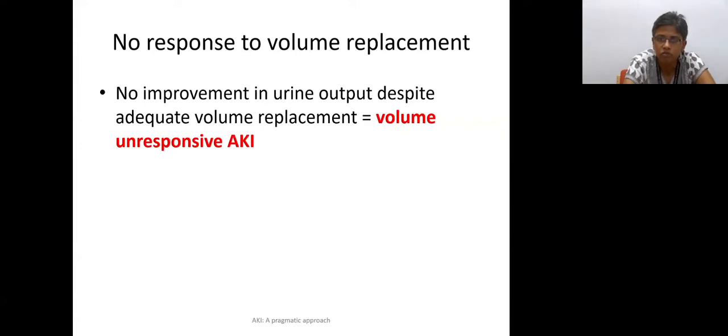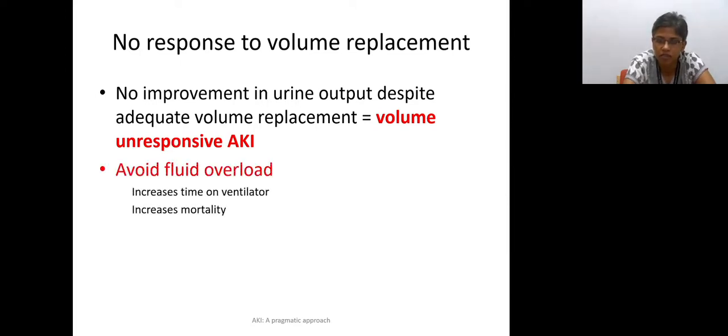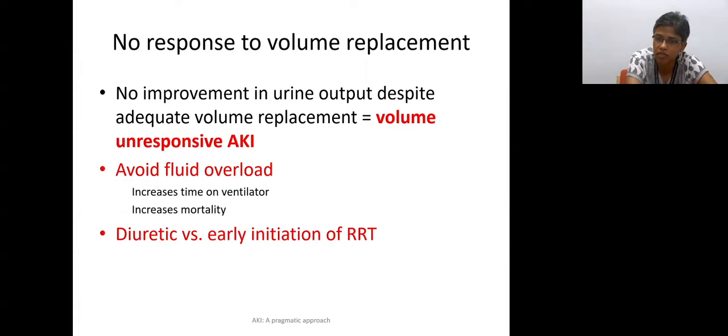Right. If there is no response to volume replacement, this is a volume unresponsive AKI. And here is where the controversy lies, because it's very important at this point to stop giving any more volume, because any more volume you give will only increase fluid overload, increase your time on ventilator, and increase mortality. So once you are sure clinically that the patient is adequately volume replaced and is still not improving output, please stop any further aggressive volume replacement. And this is where the opinion differs. Should you give a diuretic at this stage or should you start renal replacement therapy?